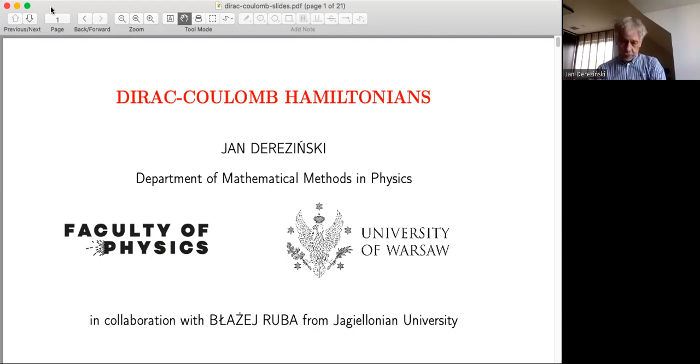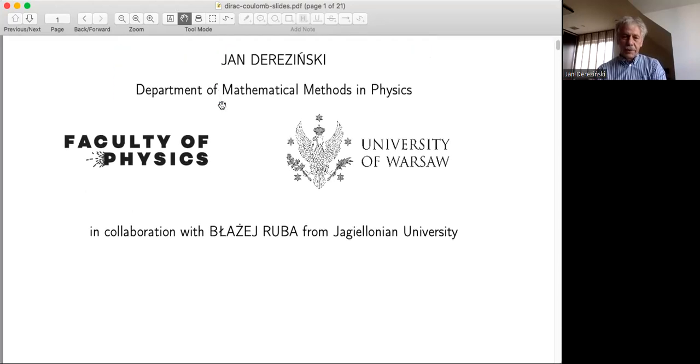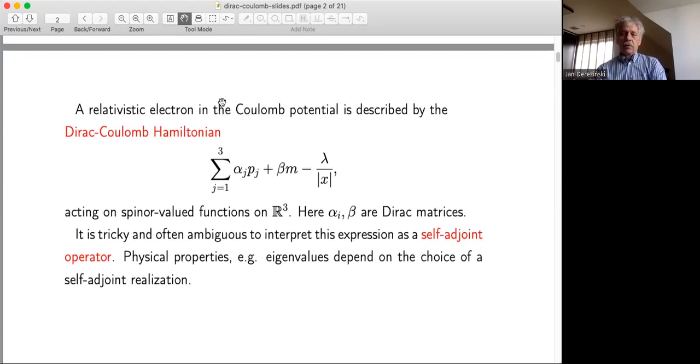So I would like to speak about something which is very familiar to every student of quantum mechanics, I mean, relativistic quantum mechanics, about the fermion in a Coulomb potential. I think most of you have seen the Dirac-Coulomb Hamiltonian. That means the Dirac operator with the Coulomb potential. So I will denote by lambda the strength of the Coulomb interaction.